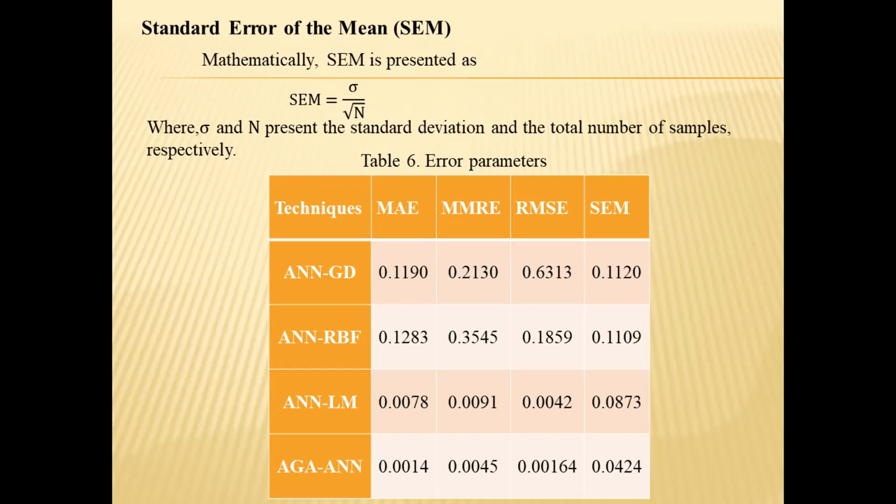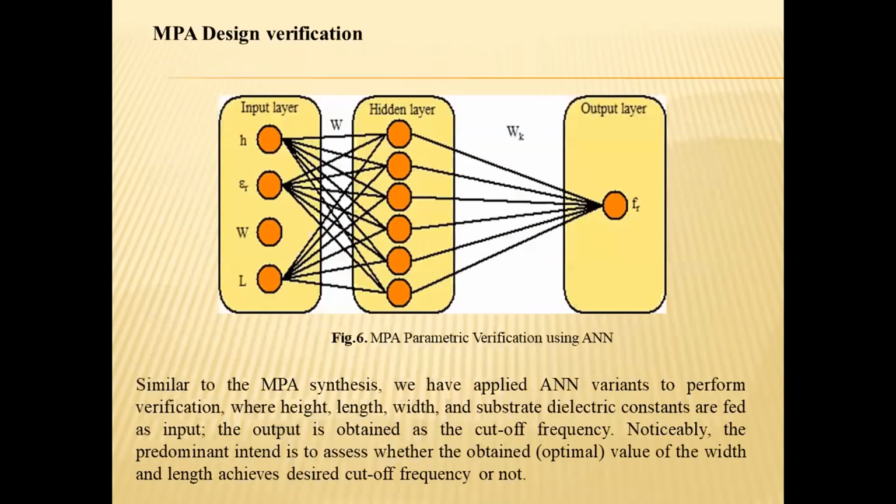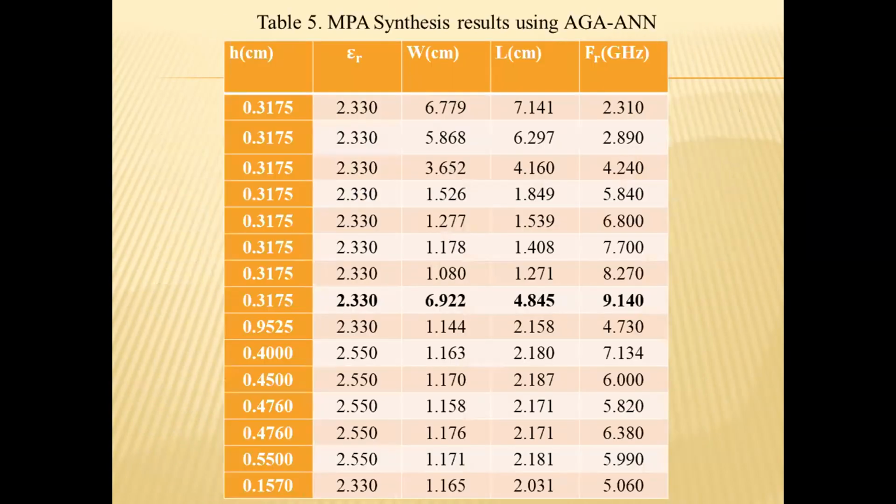Considering this fact, its resulting output, the length and width have further been applied for the microstrip patch antenna design verification. For that, ANN was modeled as we see here, this is our final diagram. The ANN was modeled with 4 input neurons, 6 hidden neurons, and a single output neuron, that is the cutoff frequency. Observing the overall result as shown in table 7, it is found that a rectangular microstrip patch antenna, see table number 7.